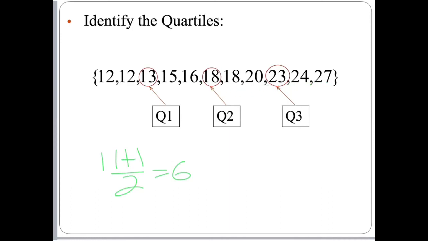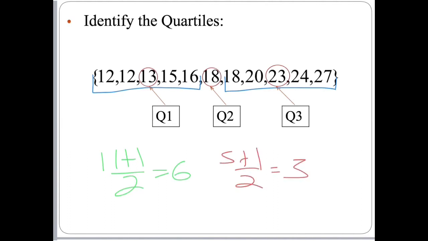So that is, in fact, our quartile, or our Q2. Once I know what Q2 is, I have the lower part and I have the upper part. There are 5 terms from the lower part, so if I want to find Q1, then I have 5 plus 1 over 2, which is 3. Again, verifying that I have the 3rd term from the left or from the right.